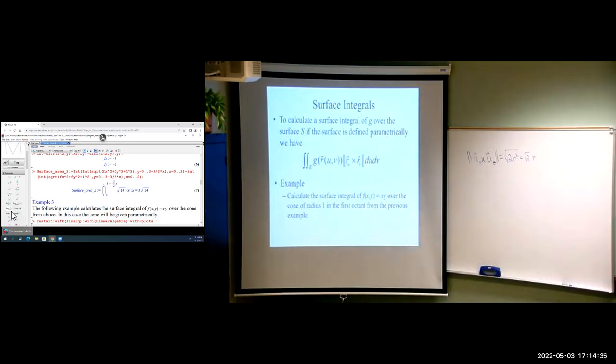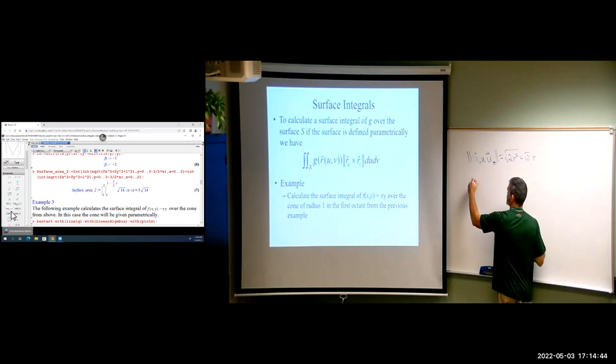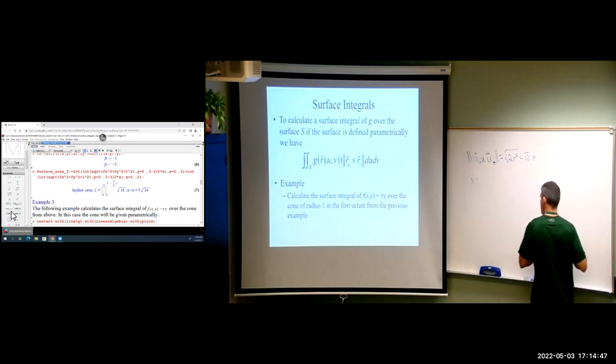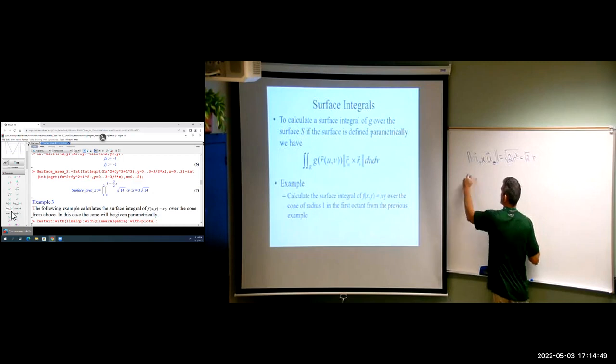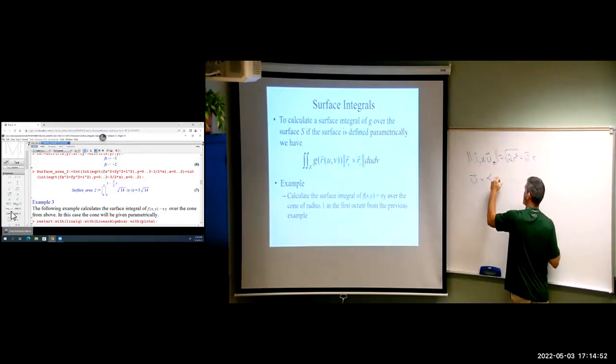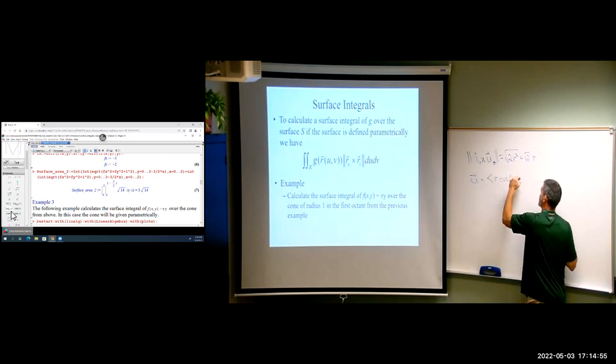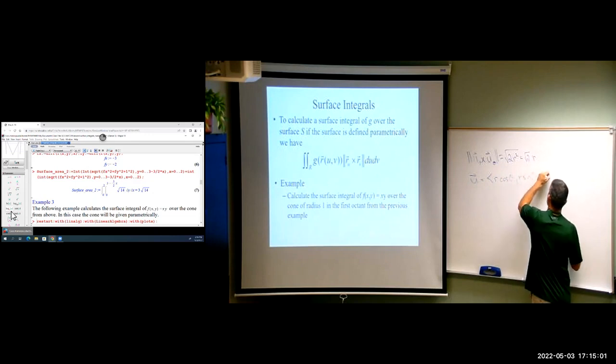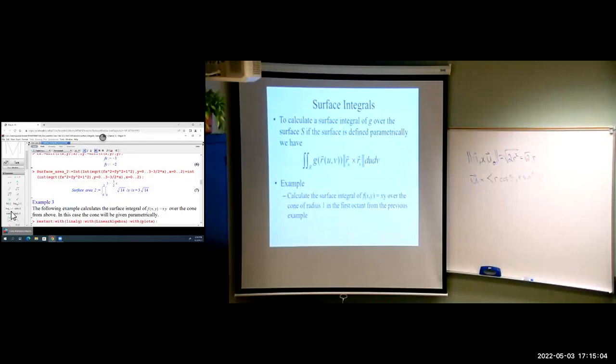Let's see. I didn't put the parameterization on there, but our parameterization for a cone was r cosine theta, r sine theta, r. That was the parameterization we were using. And we had theta going, if we're doing the whole cone, from 0 to 2 pi. If we're in the first octant, it's 0 to pi over 2. Not a big deal there.